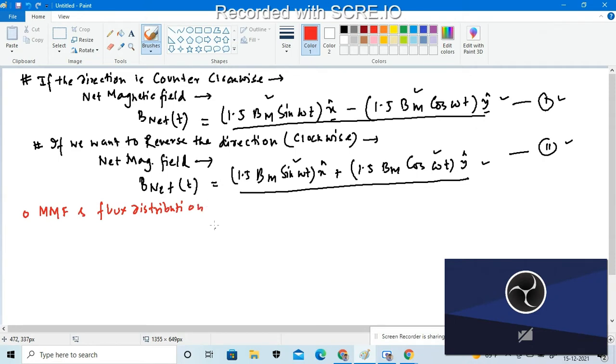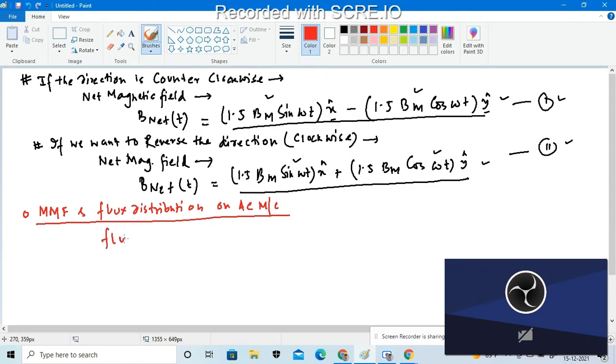Flux distribution on an AC machine, right? So that is what we will discuss, which will be a very important topic. In this particular section, that means the magnetomotive force and the flux distribution of an AC machine, the flux that will be produced inside the AC machine.